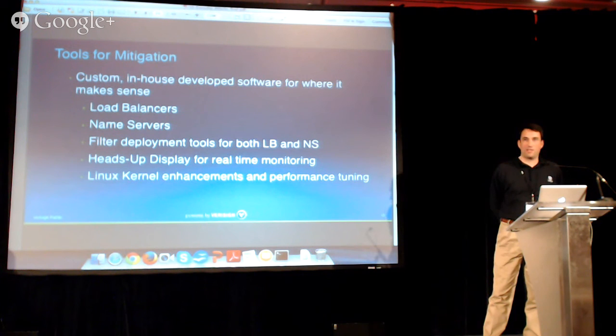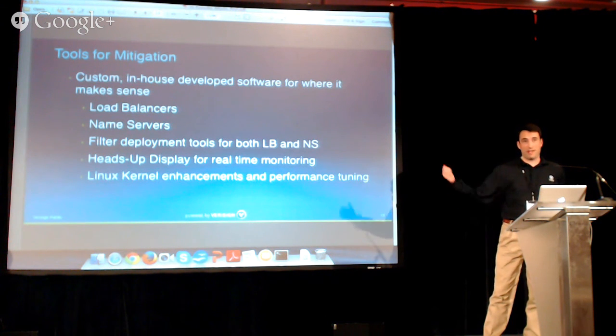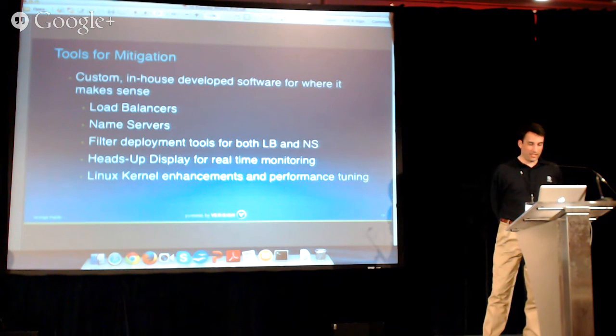So there's a lot of things we have in our Swiss Army knife tools to basically do mitigations. We have in-house developed software on our load balancer stack, our name servers themselves. We can deploy filters on both the load balancers and the name servers. We have a heads-up display, which I showed you at the beginning of the presentation. And then we've done a lot of work on the Linux kernel for tuning purposes, basically eking out every clock cycle we can out of every server to respond properly.